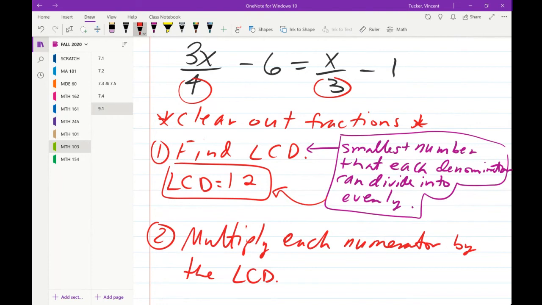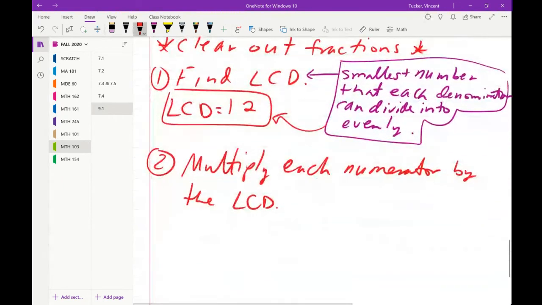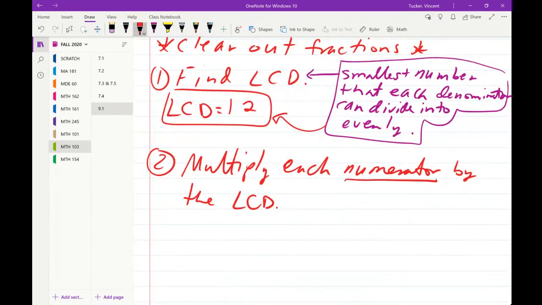So the next step is to multiply each numerator by the LCD. And notice I said each numerator. We're not multiplying top and bottom by the LCD. We're multiplying each numerator by the LCD. So we're going to multiply across the equation.